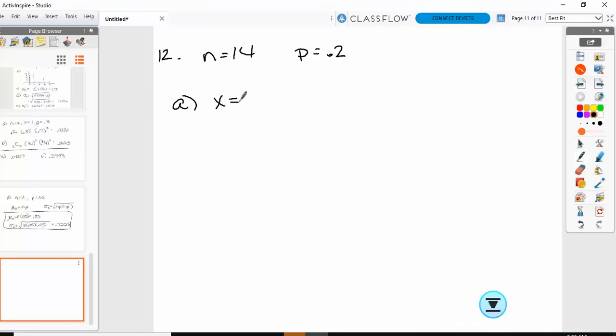So that's my x. It's saying none of them, so x is 0. If I want to set this up, I'm only counting that 1, so we could do it as a binomial. You can do it by hand if you want. 14 choose 0, p so 0.2 to the x, 1 minus p, so 0.8 to the n minus x.